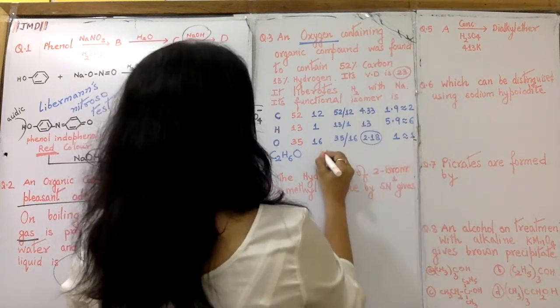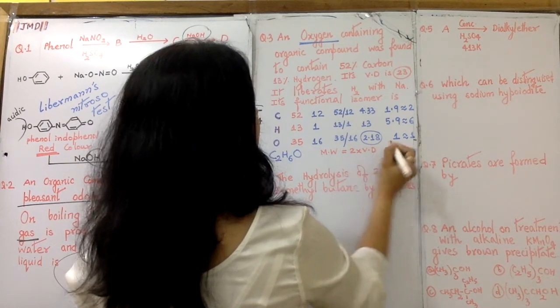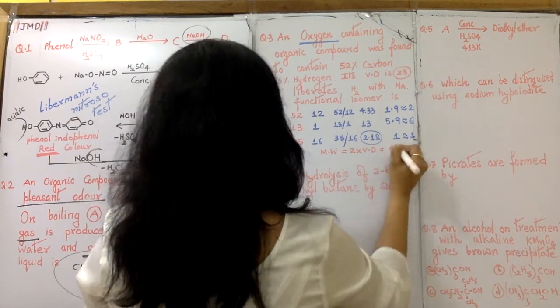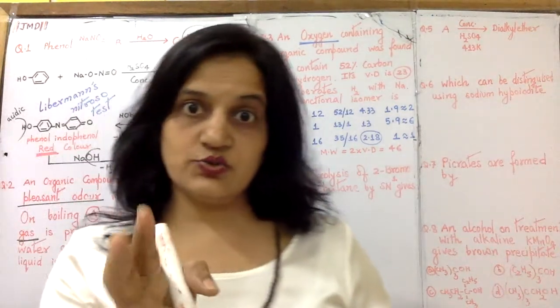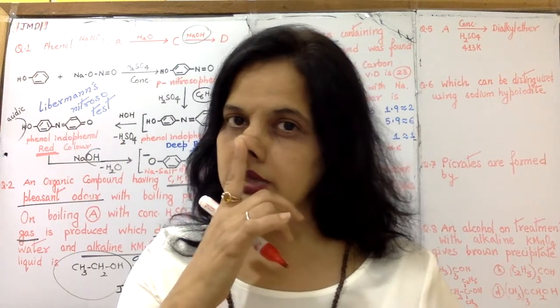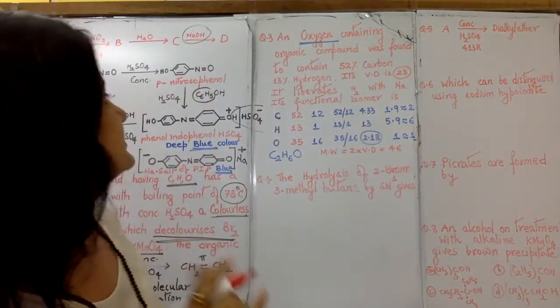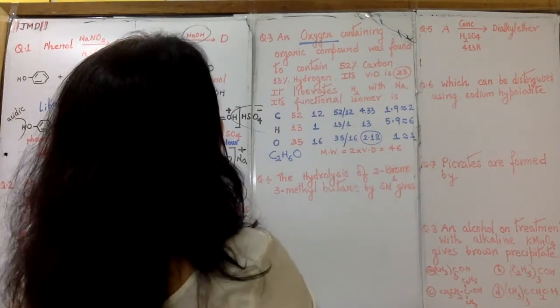Let us check, are we right? Vapor density is 23. So molecular weight we know is 2 into vapor density. So 2 into 23 will be 46. Is this 46? Let us check C2, so 12 twos are 24, 24 plus 6 is 30, 30 and 16. Yes, it is 46. So this C2H6O is correct. Liberates hydrogen with Na.